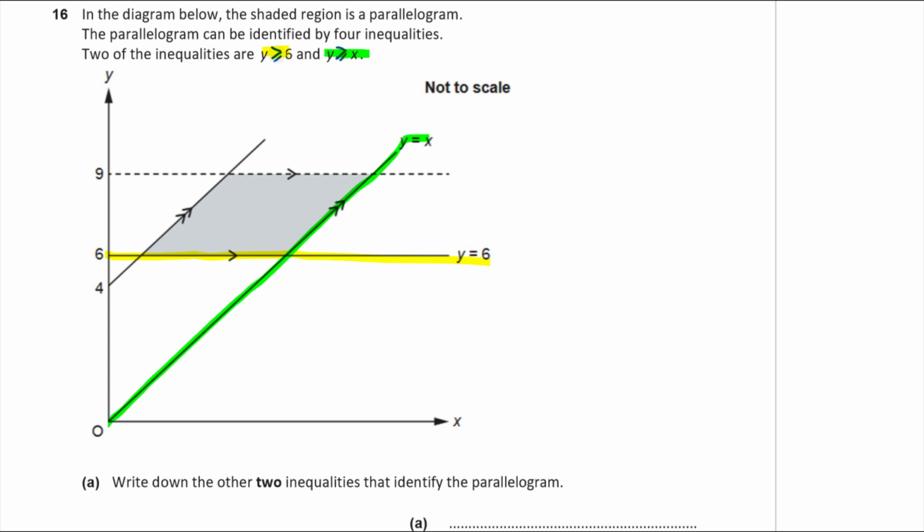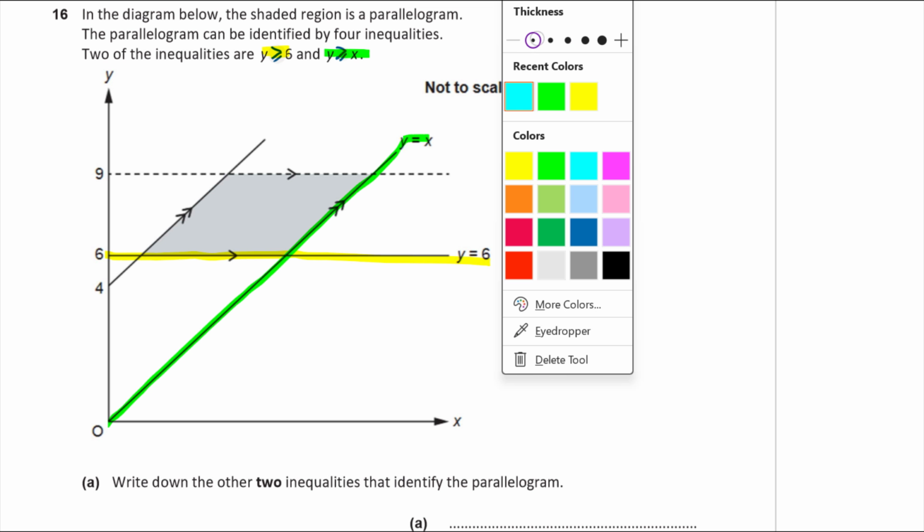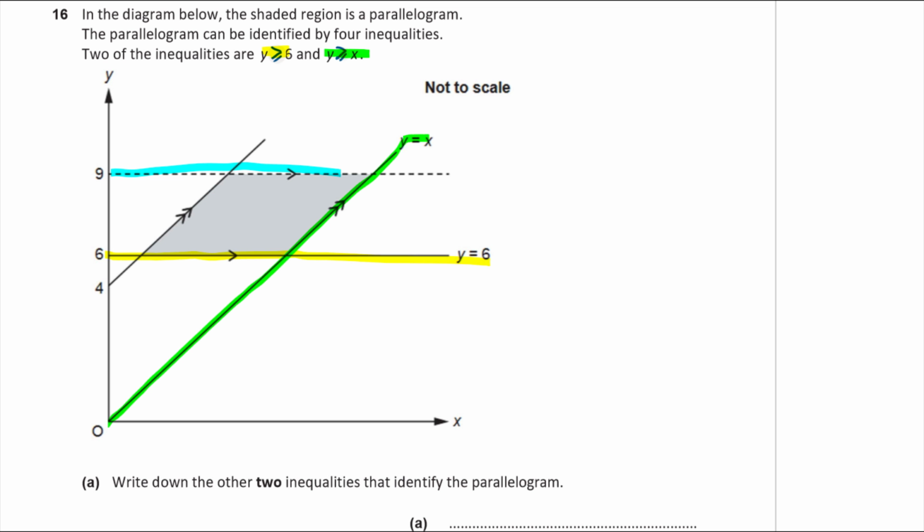Okay. So what do we need to do? We need to define what this line is. Well, that should be quite easy. This one, this is the line y is equal to 9, and we want the bit underneath it. So we want y is less than 9. Now it has to be strictly less than because that's a dotted line. So that's our first one.